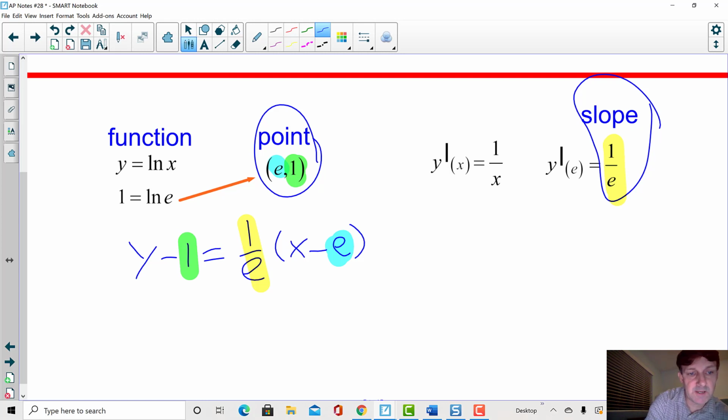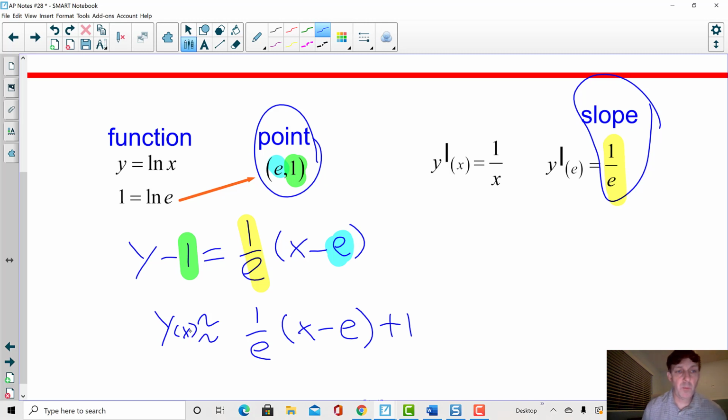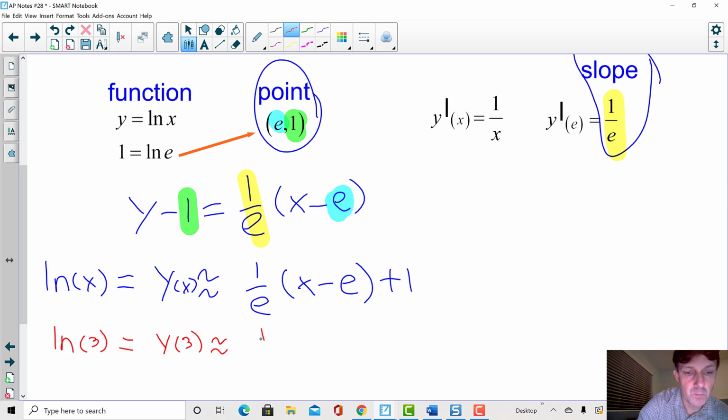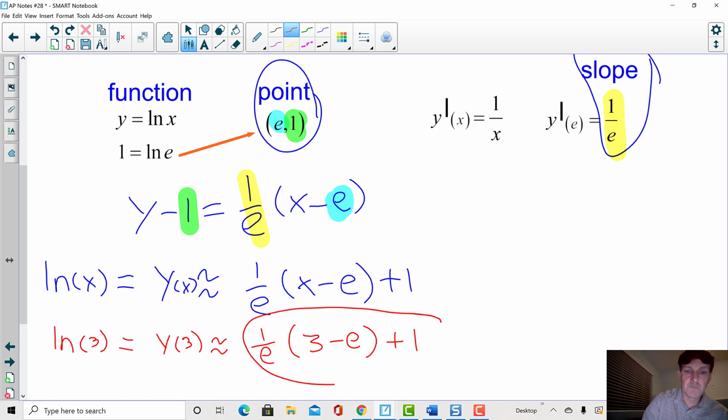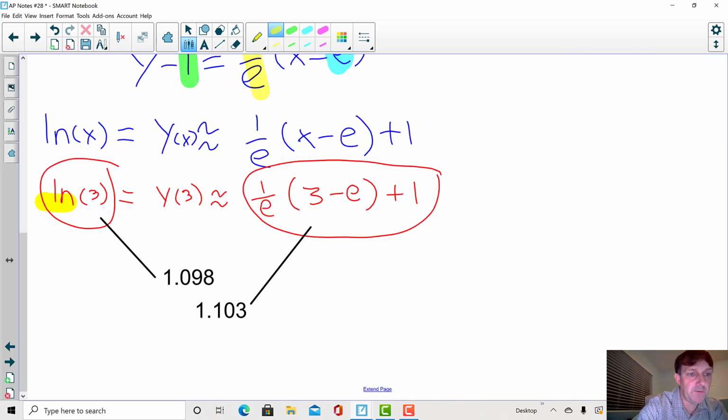We can add 1 to both sides. Now this is y of x, but we wanted to find y of 3. So let's plug in a 3. And that's it. That's our final answer. Ln of 3 is approximately equal to this value right here. Okay, the real value for ln of 3 is 1.098. The approximation that we got is 1.103.